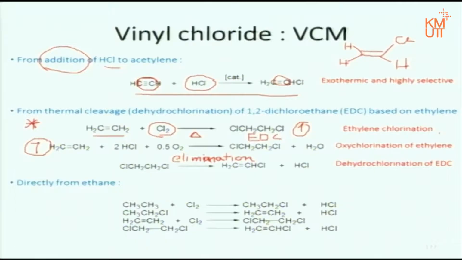Elimination must be used because we need the double bond. If you want to form the double bond, you eliminate. So what do you eliminate? This one. You eliminate hydrochloric acid from EDC, so you can produce the double bond. This is the vinyl, okay? One chloride remains in the vinyl.